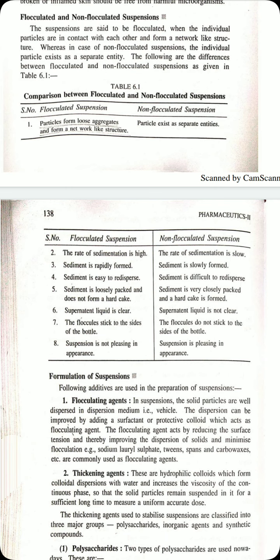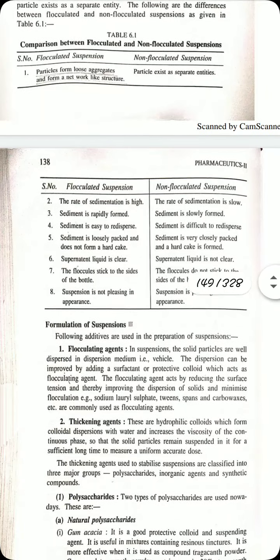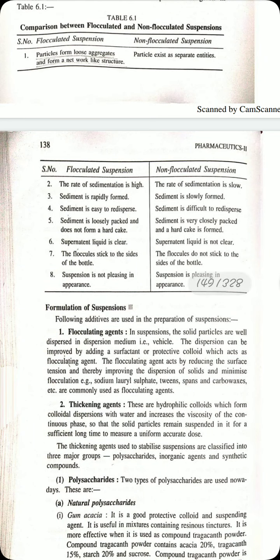In the flocculated suspension, the rate of sedimentation is high. In the non-flocculated, the rate of sedimentation is low. In flocculated it is rapidly formed, in deflocculated it is slowly formed. Flocculated is easy to redisperse, deflocculated is difficult to redisperse. A flocculated suspension is loosely packed and does not form a hard cake. Non-flocculated sediment is very closely packed and it forms a hard cake.